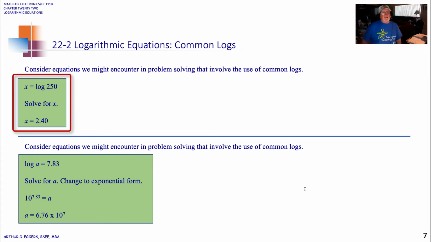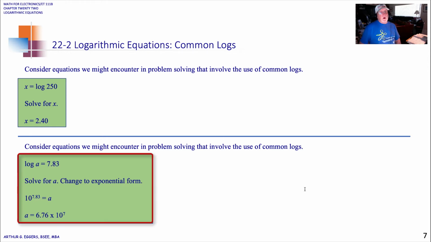So if we consider an equation here that we might encounter in a problem, solving for the unknowns then involves common logs. If we are given a value, x equals the log of 250, and we want to solve for x, again, all we have to do at this point is take the log of 250, and we have 2.40 as our answer. That's the end of it. You don't have to go any farther.